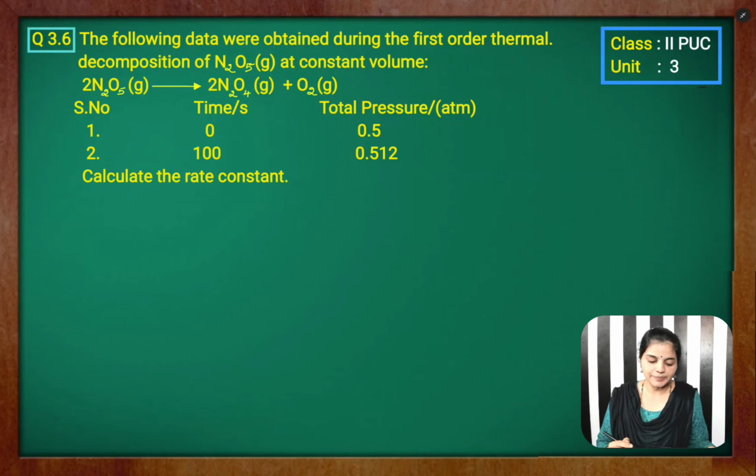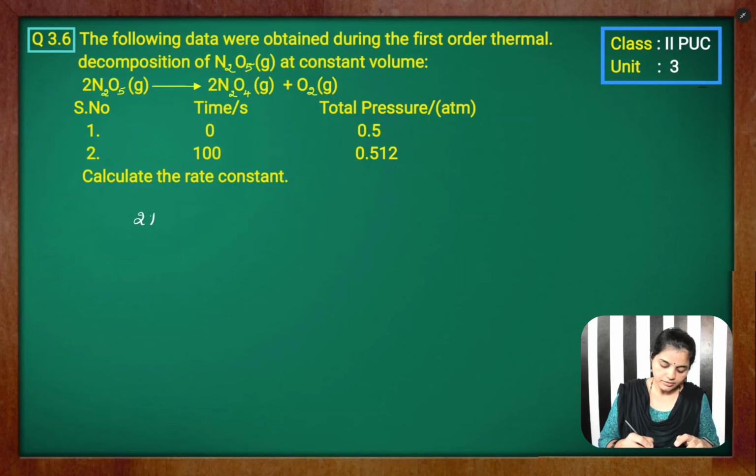Question number 3.6. The following data were obtained during the first order thermal decomposition of N2O5 at constant volume. They have given the corresponding equation: 2 N2O5 gas giving 2 N2O4 gas plus O2 gas. They have given us different time intervals and the total pressure during the given time interval in atmosphere. We need to calculate the rate constant corresponding to the reaction.